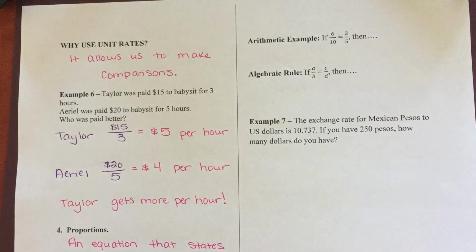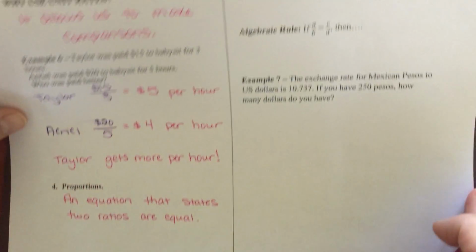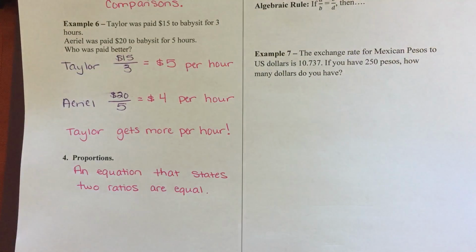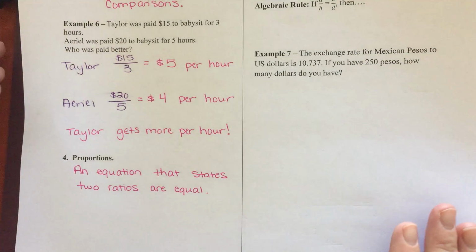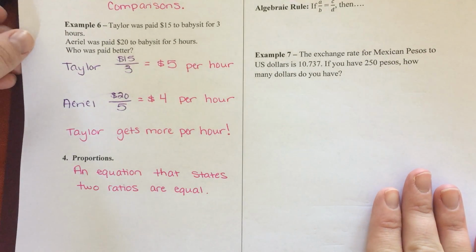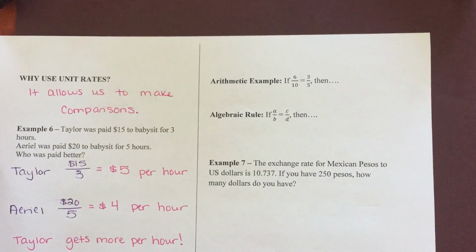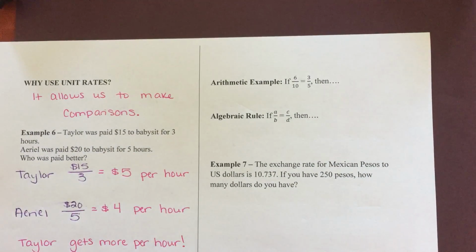The next thing we want to talk about is proportions. Proportions is an equation that states that 2 ratios are equal. There are 2 kinds of examples that we're going to look at. We're going to look at an arithmetic and an algebraic rule. So up here, the arithmetic means that we actually have numbers that we're comparing.